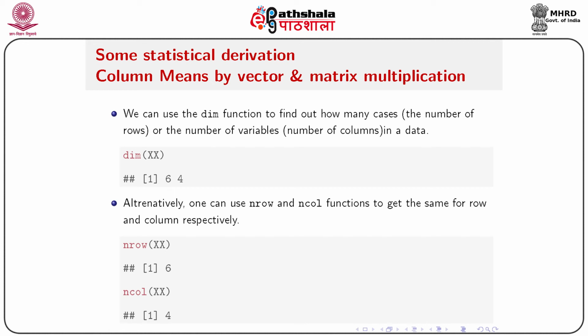We can use the dim function to find out the number of rows and the number of columns. If you write dim and pass the matrix as the argument, it will give you the number of rows and columns. Suppose you have 6 by 4. Alternatively, one can use the nrow and ncol functions to get the number of rows and columns respectively. nrow of double x will give 6, and ncol of double x will give you 4.